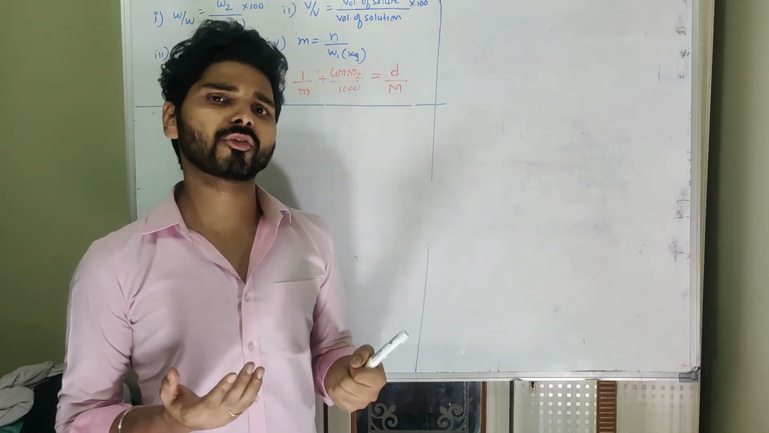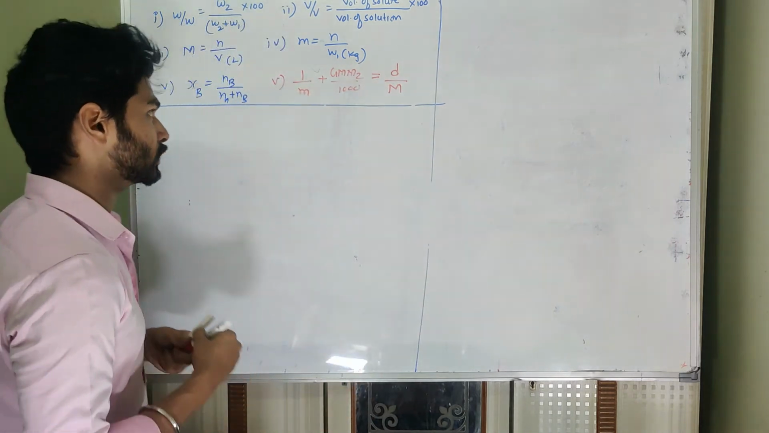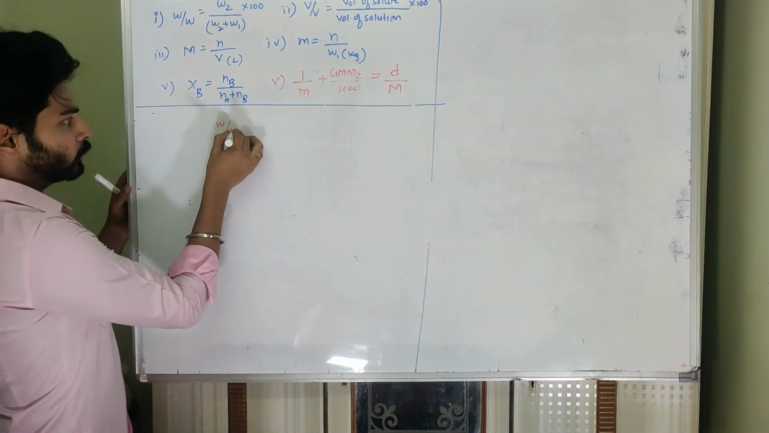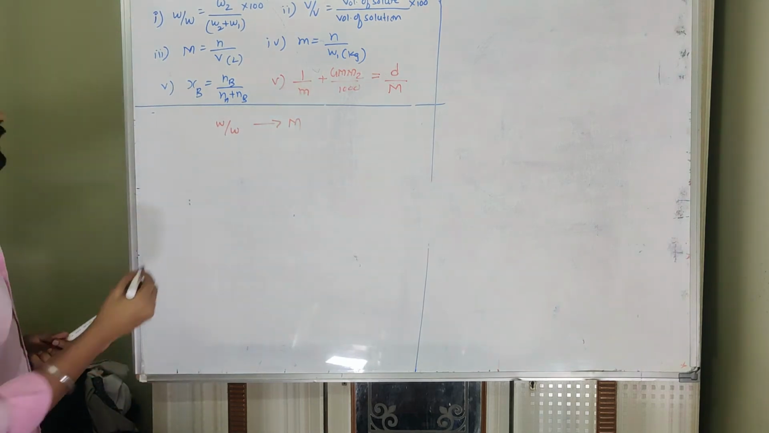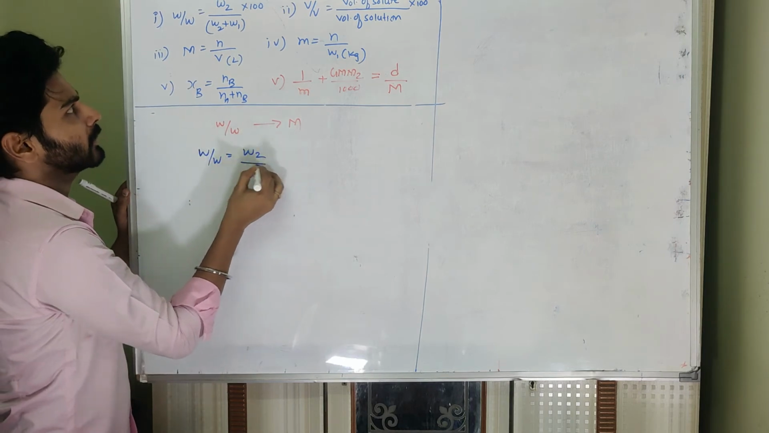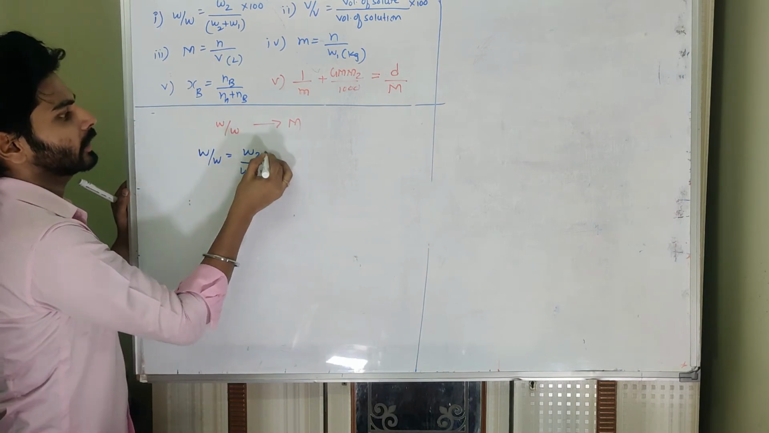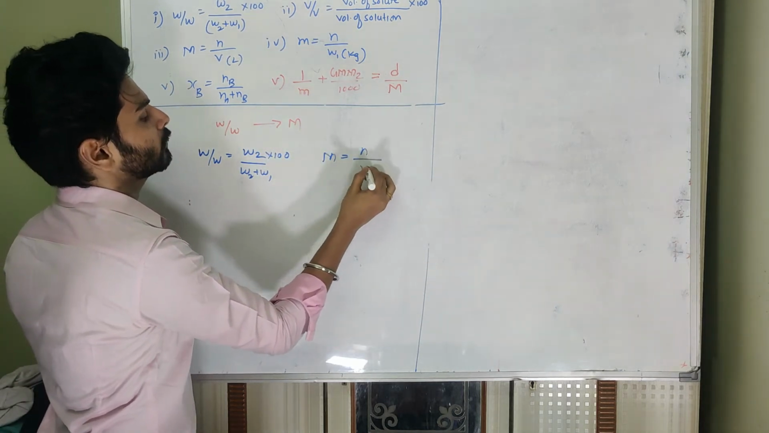One more conversion formula we have to know is from mass percent to molarity. That is also most of the time asked. So W by W to molarity. Now if I look at the formulas, W by W is equal to W2 divided by W2 plus W1 into 100, and that of molarity we know as N upon V in terms of volume.